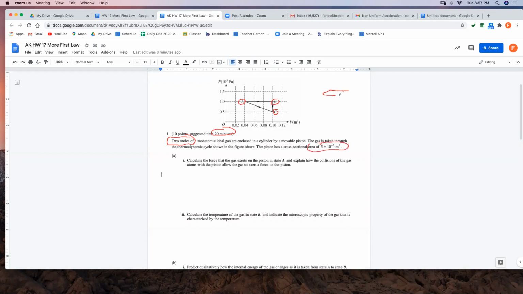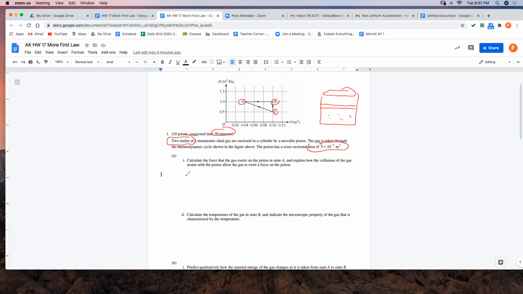So you've got a piston, and this is the area, and this is the piston, this is the gas in there. Anyway, so calculate the force that the gas exerts on the piston.